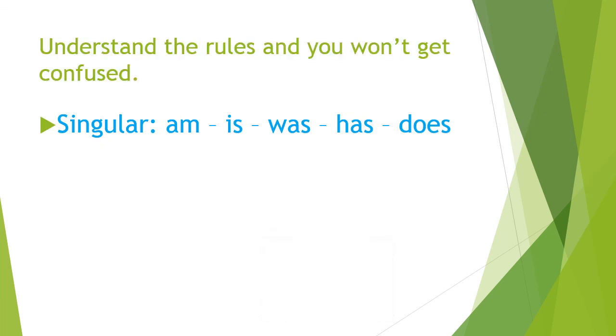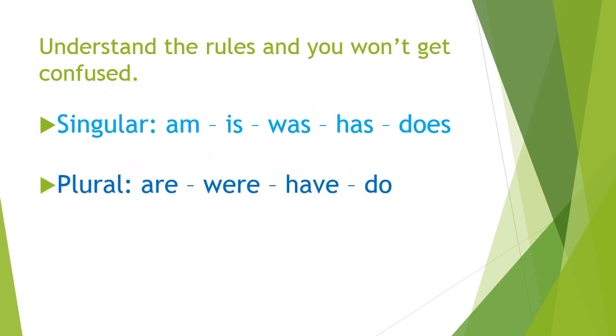Now, understand the rules and you won't get confused. This is again to help you refresh your memory. Singular verbs are like am, is, was, has, or does. Plural verbs are like are, were, have, and do.